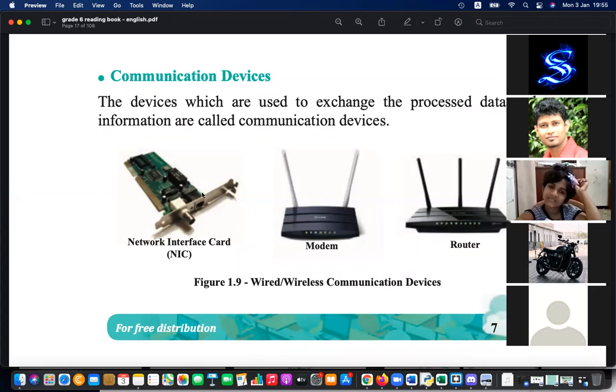Every device has a NIC. Even if it is not a card, there is a chip. Every device has a modem. But a router is a special equipment, so you need to buy this externally, and it is costly and it is faster too. Why? Because a router can help you find the best or the less traffic path to access the internet.